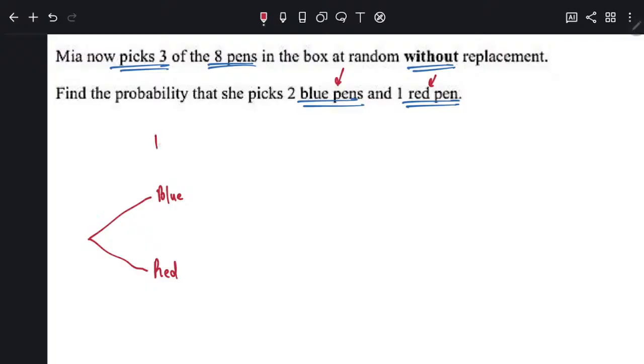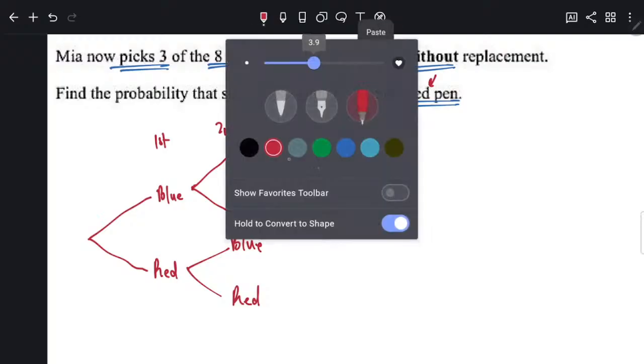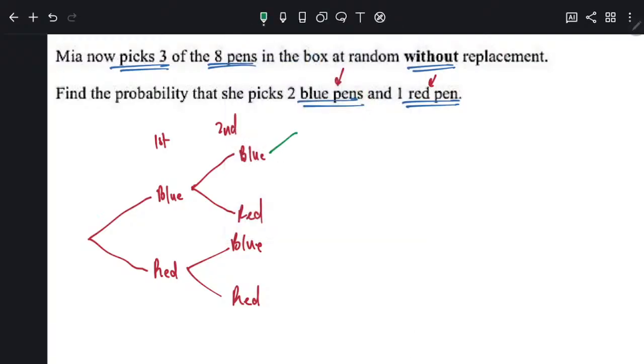And obviously this is the first pick. Then you go again like this. This is going to be blue, this is going to be red, this is going to be blue, this is going to be red. And this is obviously the second. Then this is going to be blue, this is going to be red, this is going to be blue, this is going to be red.